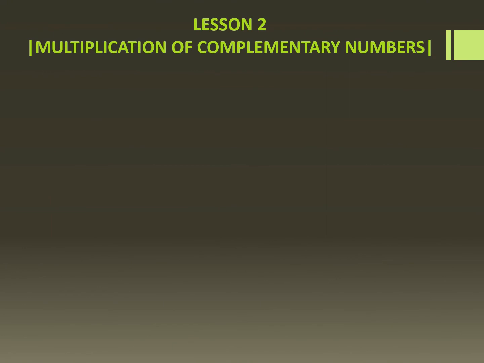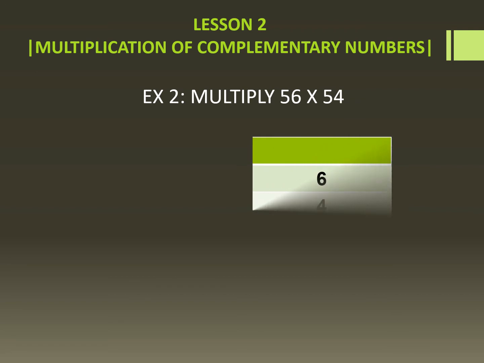Let's look at another example. Let's multiply 56 into 54. Our tens place digits are the same, and our units place digits 6 and 4 add up to 10, so we can apply the principle. So let's see how to solve this.